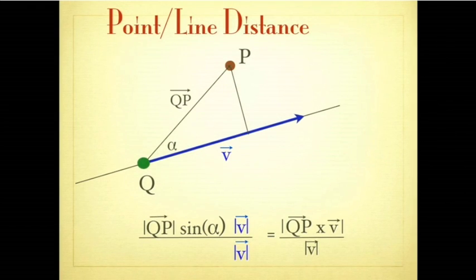There are different ways to remember it. One way to remember is this distance here is just this length here, qp times sine of alpha. And if you multiply and divide by the length of v, you get, by the sine formula, the cross product. And if you remember this, then it's clear that the distance between a point and a line has a cross product in it. So that's the first formula.